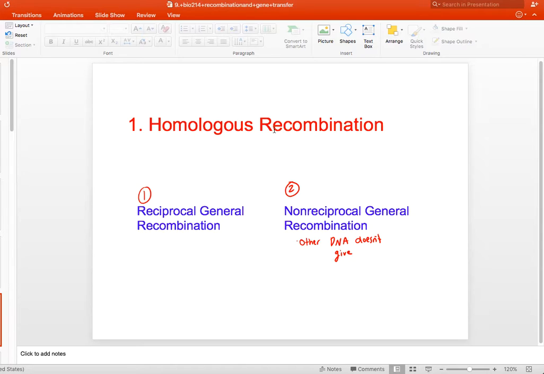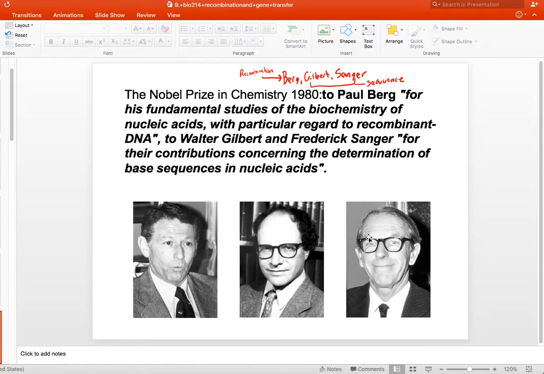So there's two types of homologous recombination. You've got reciprocal general recombination and non-reciprocal general recombination. In the reciprocal one, they exchange DNA, and in the non-reciprocal one, the donor will give the DNA to a host in order to create a heteroduplex DNA.